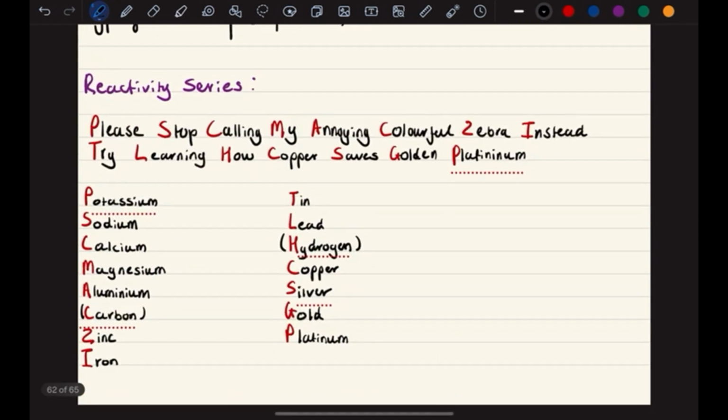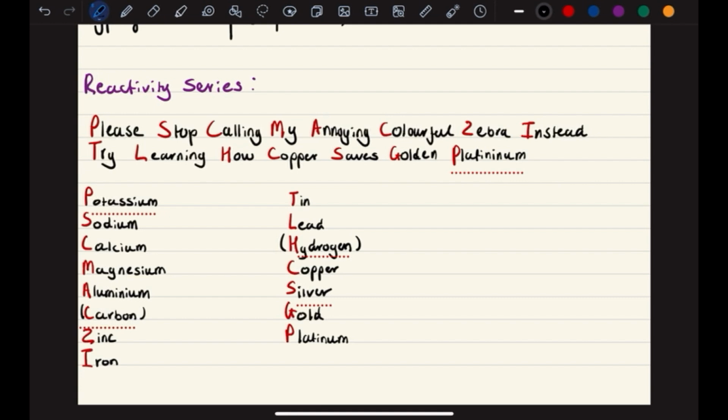Now, reactivity series. Guys, really, really important that you know your reactivity series. And you've got an acronym here: Please stop calling my annoying colorful zebra. Instead, try learning how copper saves gold and platinum. That's how I used to remember it.